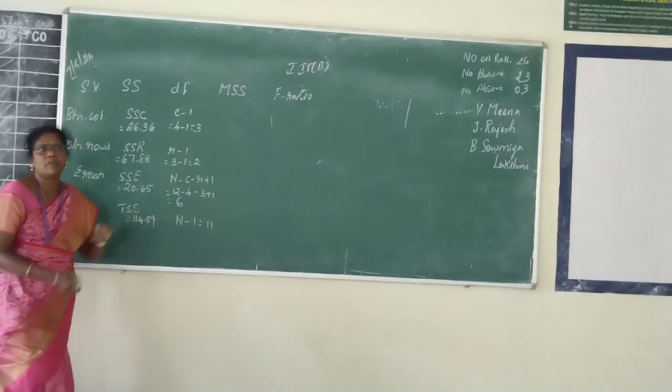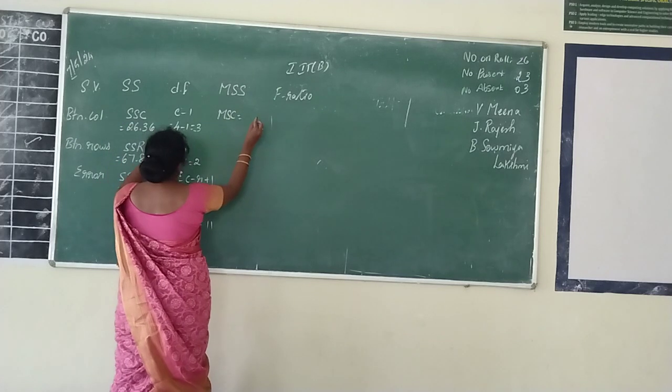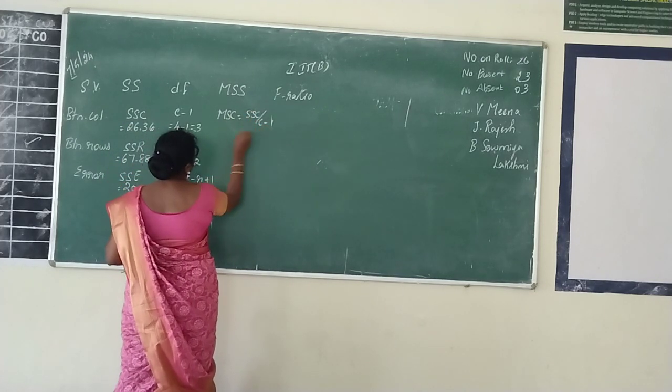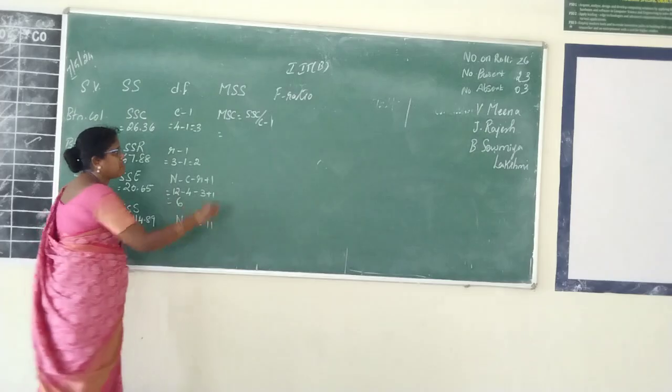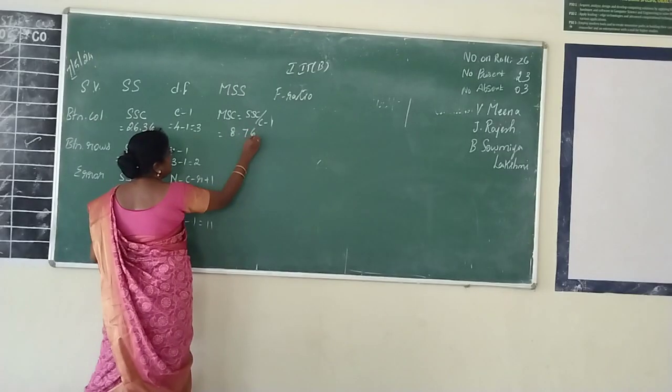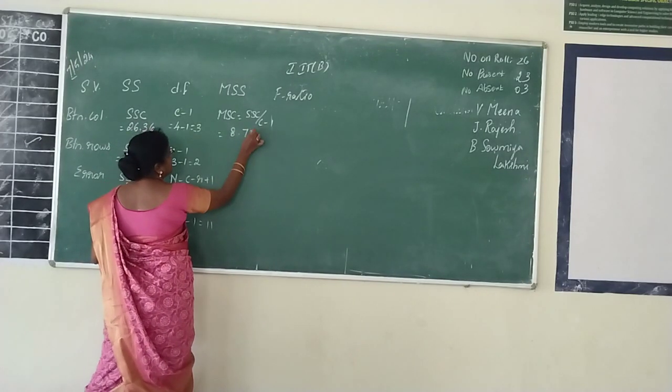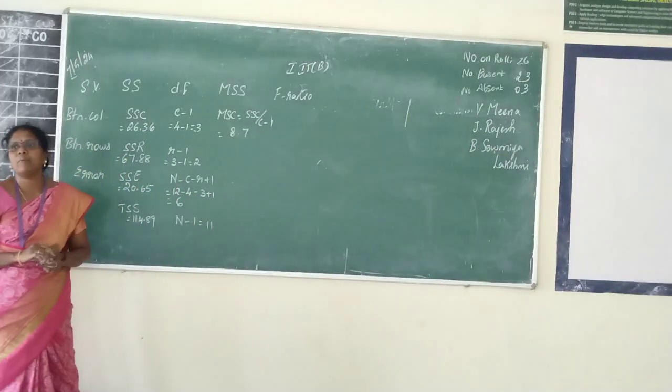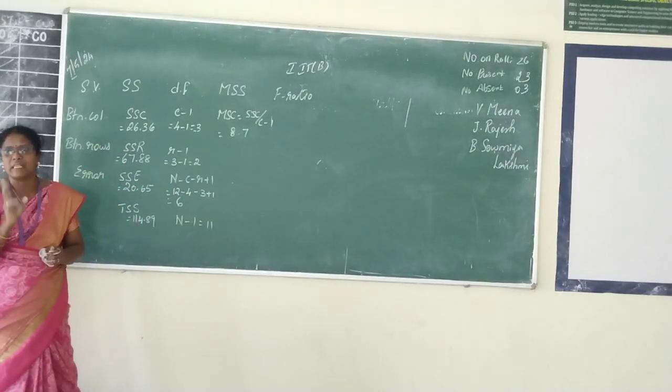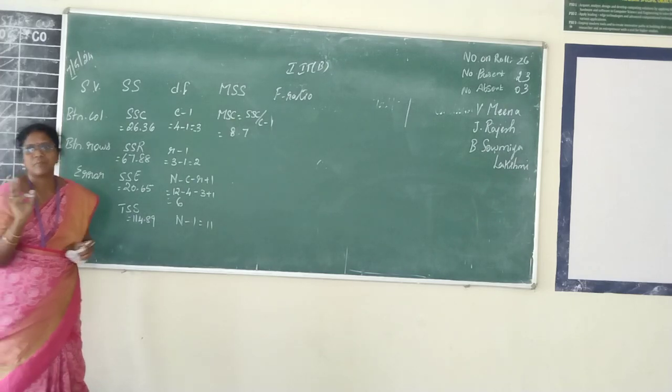Okay, now calculate the mean values. MSC, divide SSC by C. Yes. 8.7. Give the answer correctly, approximating to 2 decimal places or 3 decimal places. Fix it. You are going to solve it to 2 decimal places or 3 decimal places. Next, let's calculate MSR. How much? 33.94.